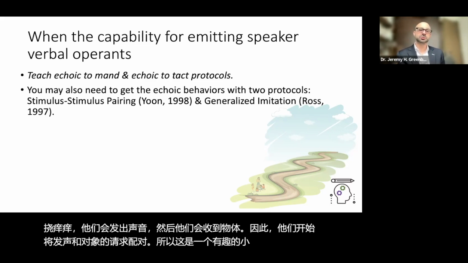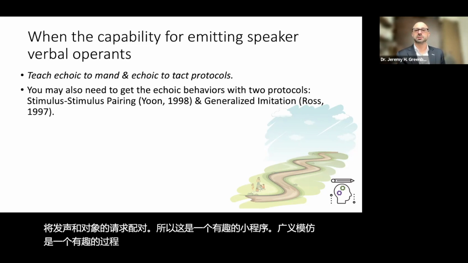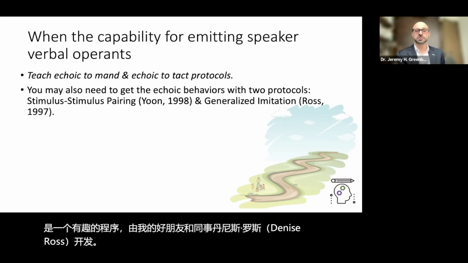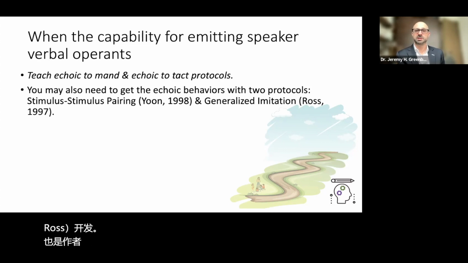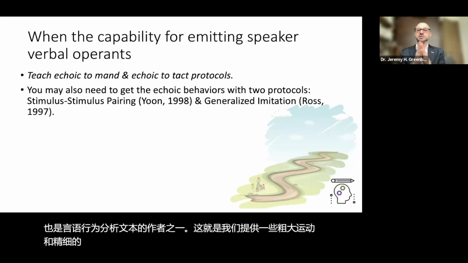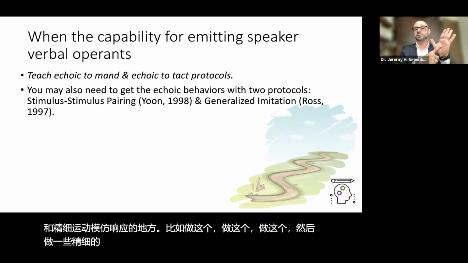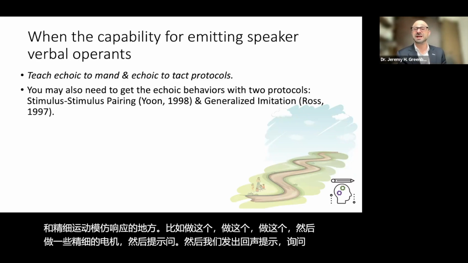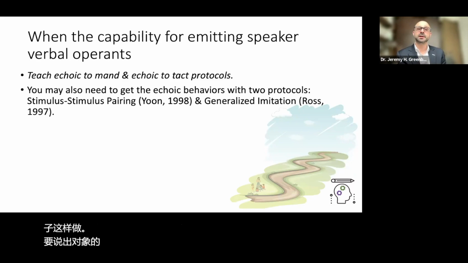Generalized imitation is an interesting procedure that was developed by Denise Ross, a good friend and colleague of mine, and also one of the authors of the verbal behavior analysis text. This is where we provide some gross motor and fine motor imitation responses, like "do this, do this, do this," and then some fine motor ones, and then we deliver an echoic prompt to ask the child to say the name of the object that they want, and it frequently does induce echoic behavior.